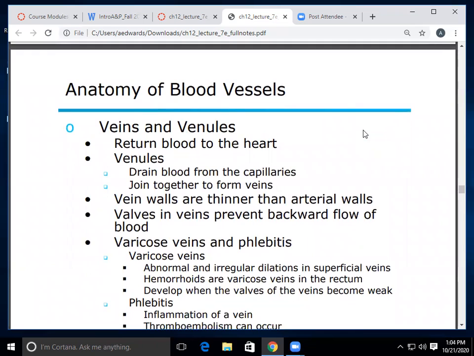All right, so we've covered arteries and arterioles. Let's let you take a minute, talk with your partner about what you've learned about arteries and arterioles. You can do this at home as well.